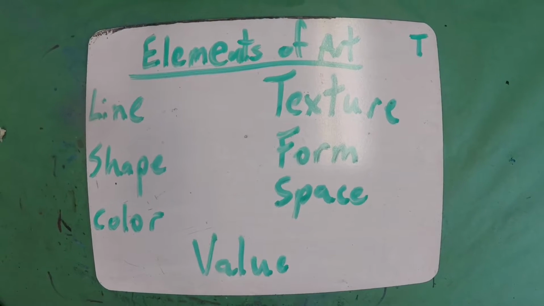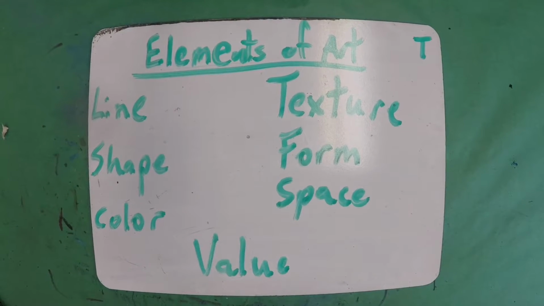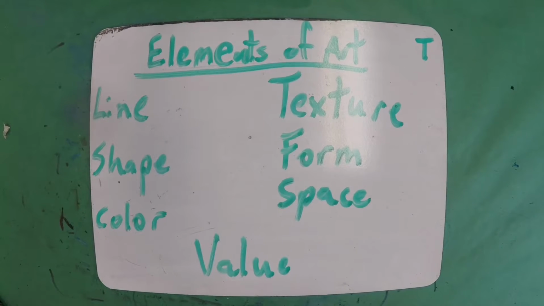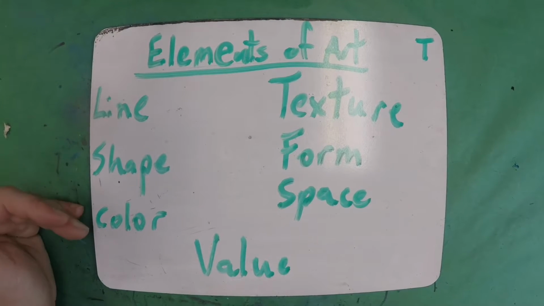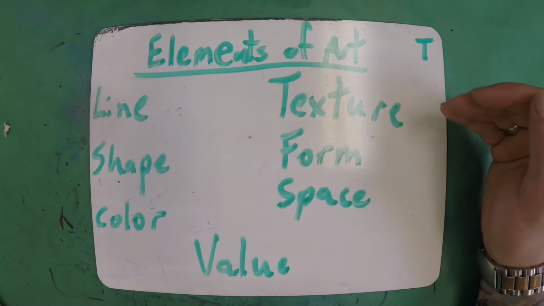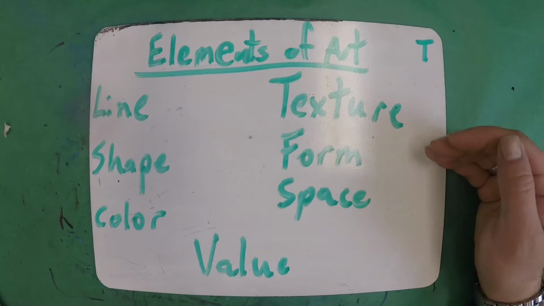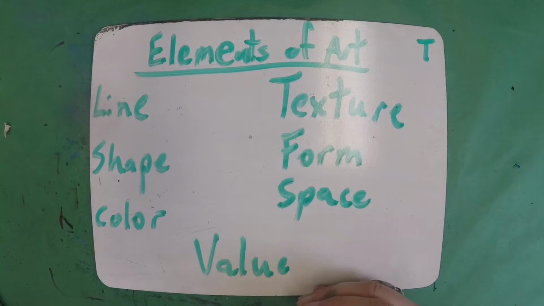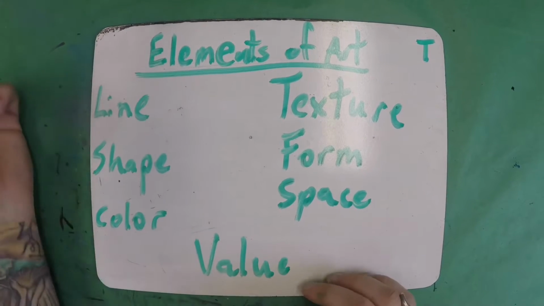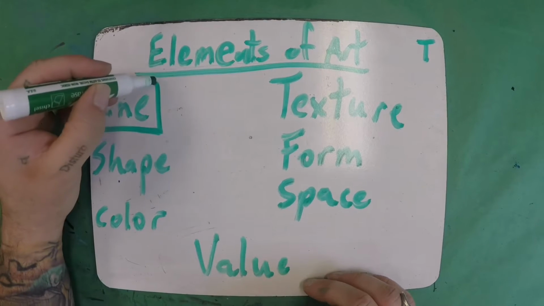Good day, my friends. We're going to start something new today, which means we're going to start off with a little bit of conversation about our elements of art, and then in a moment, our principles of design. So please repeat these seven elements of art after me. Line, shape, color, texture, form, space, value.